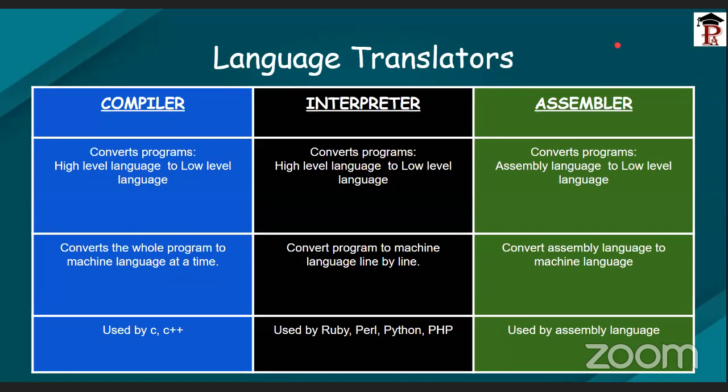So what is the difference between a compiler and an interpreter? Both convert a program from high-level language into low-level language. The particular thing is that the compiler compiles the whole program, while the interpreter converts the instructions line by line. That's all. These are the main differences between a compiler and an interpreter.